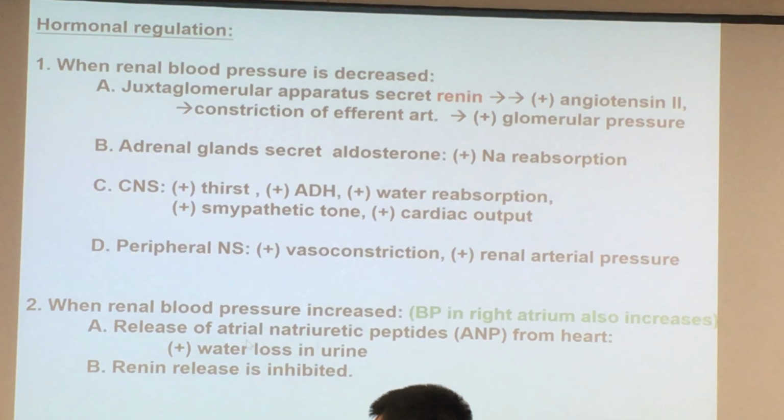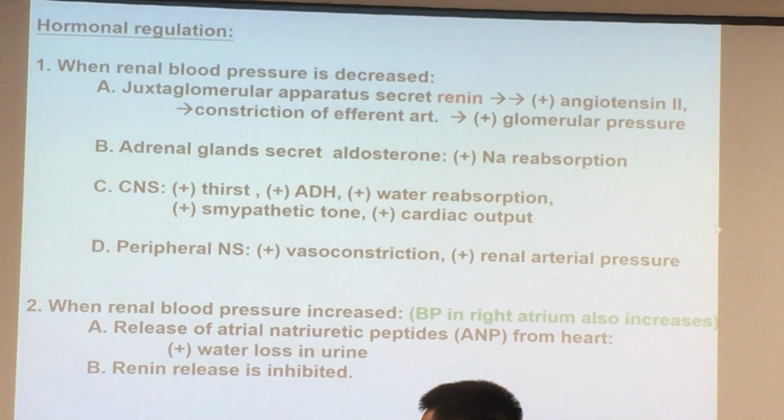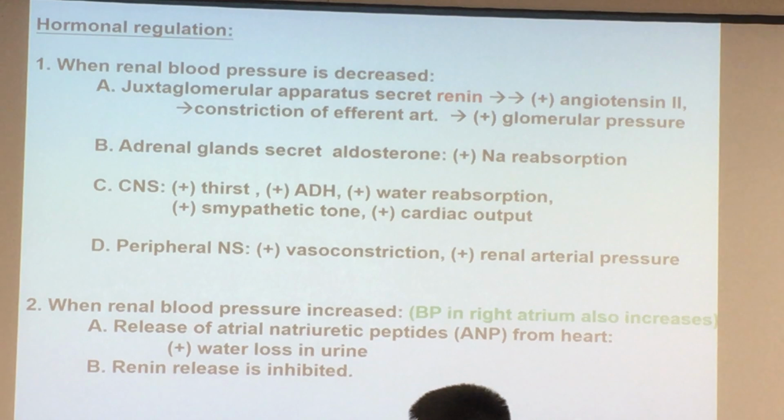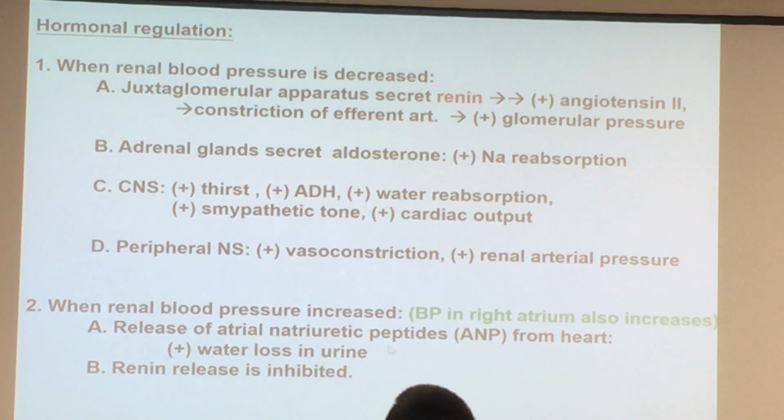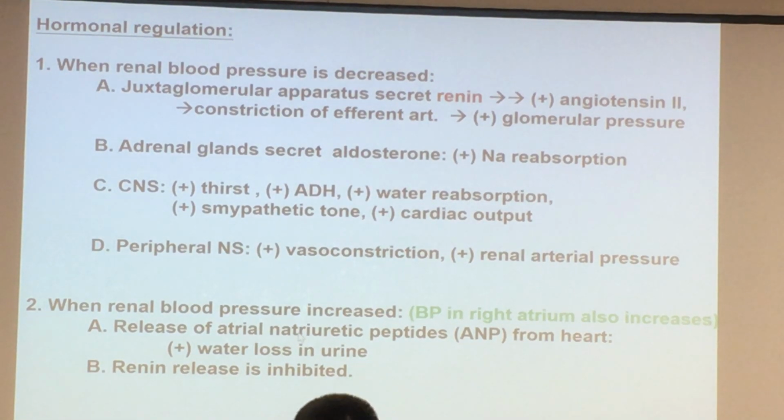Now the second regulation factor is hormone regulation. That's through the renin-angiotensin system, and it also involves ADH and peripheral vasoconstriction. Then the other thing is when the blood pressure is too high, we have too much blood, and that's through the ANP, atrial natriuretic peptide, working on urine output.